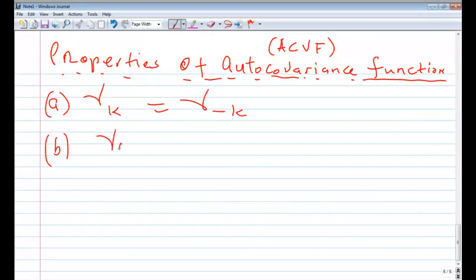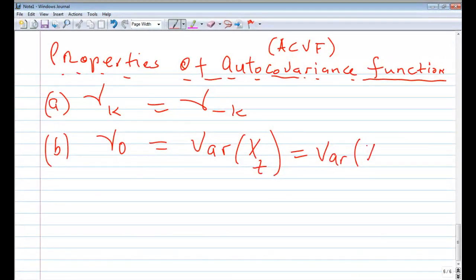That's number one. Number two, gamma 0 is equal to var of xt. Gamma 0 equal to var of xt, which can also be equal to the var of xt plus k. This is another property.